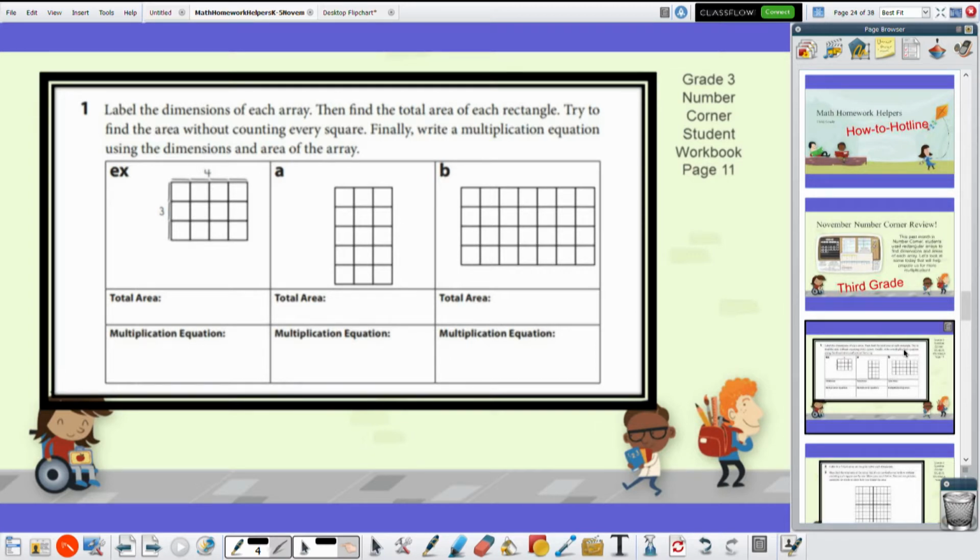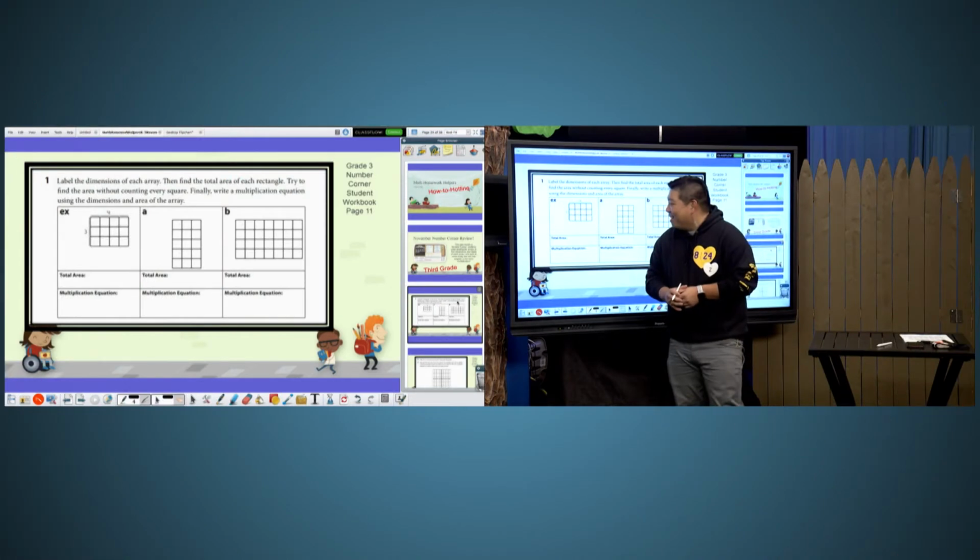Hip, All hip, right. array. Hip, hip, array. I like that. Good job, Max. Thank you.